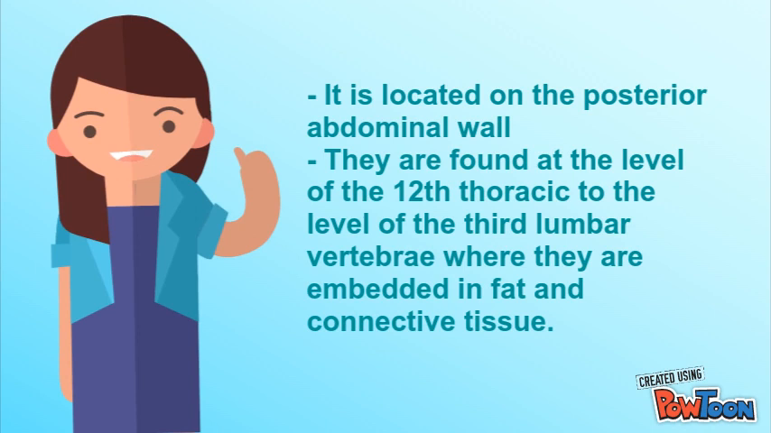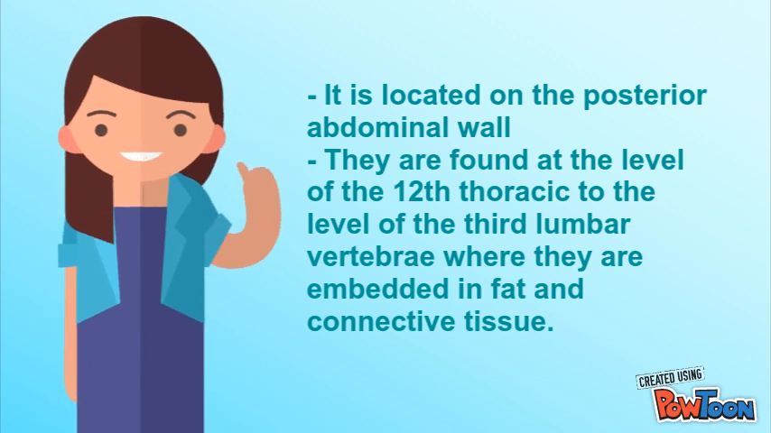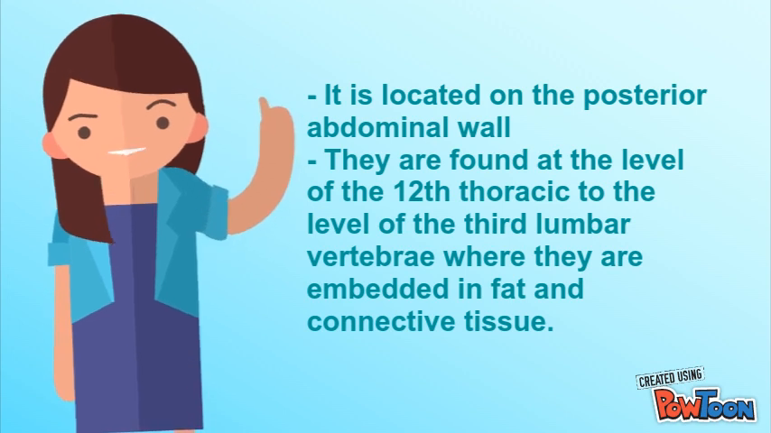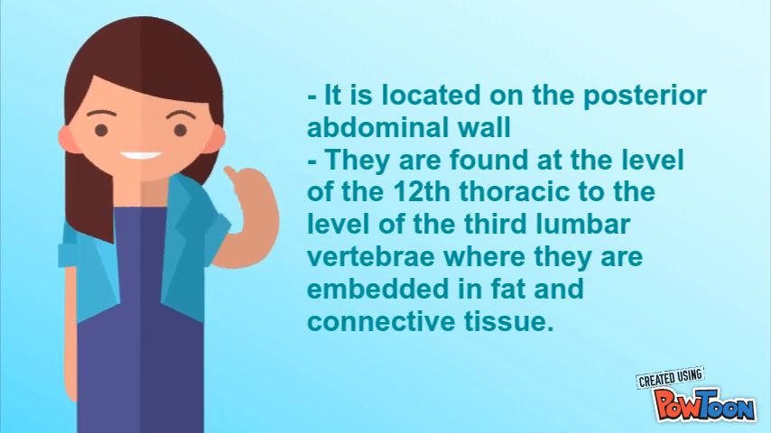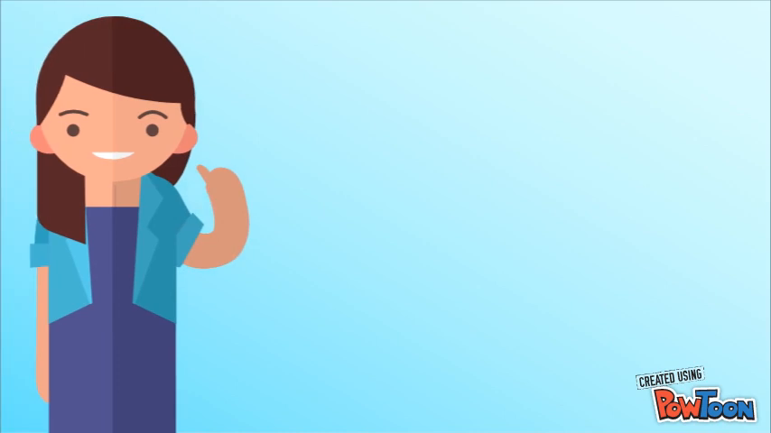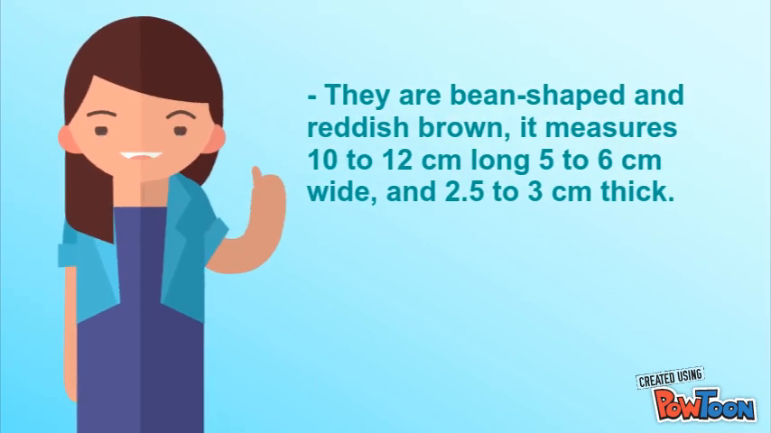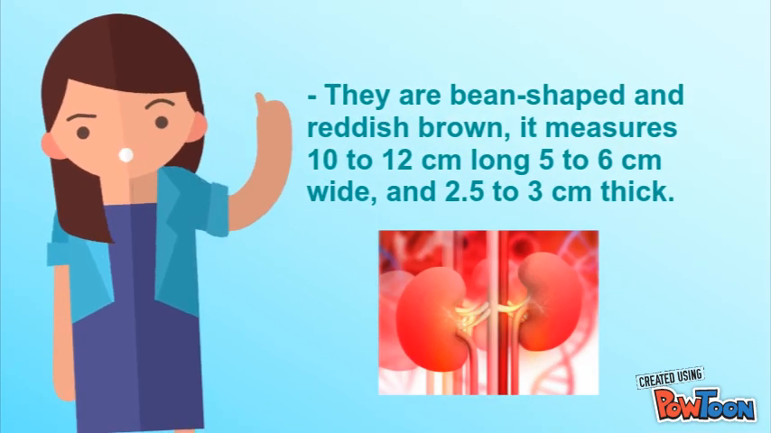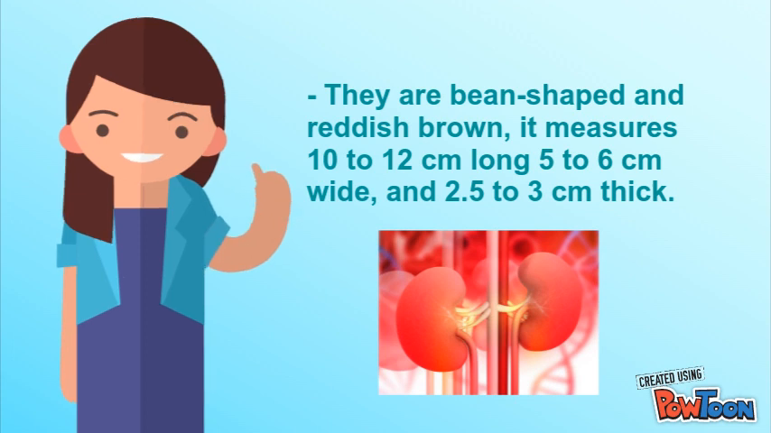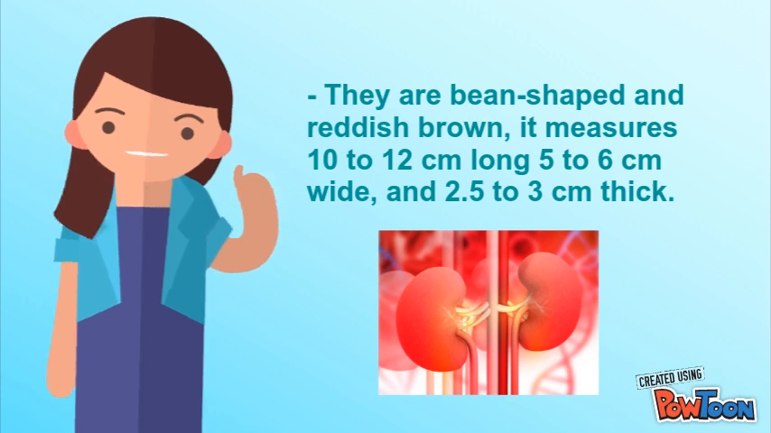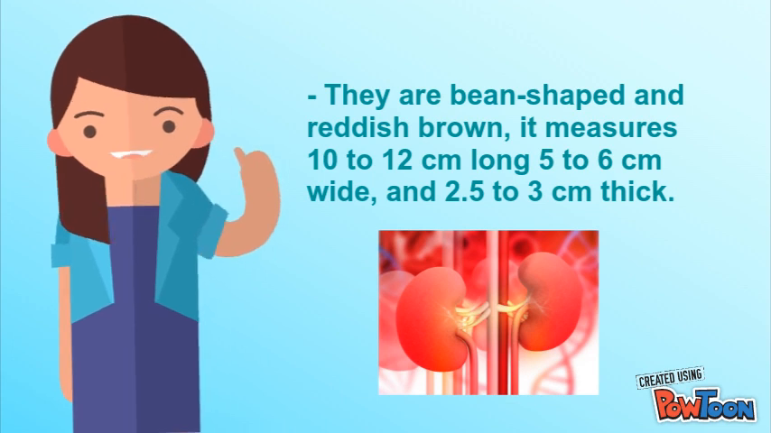The kidneys are located on the posterior abdominal wall. They are found at the level of the 12th thoracic to the 3rd lumbar vertebrae, where they are embedded in fat and connective tissue. They are bean-shaped and reddish-brown. Each measures 10 to 12 cm long, 5 to 6 cm wide, and 2.5 to 3 cm thick.